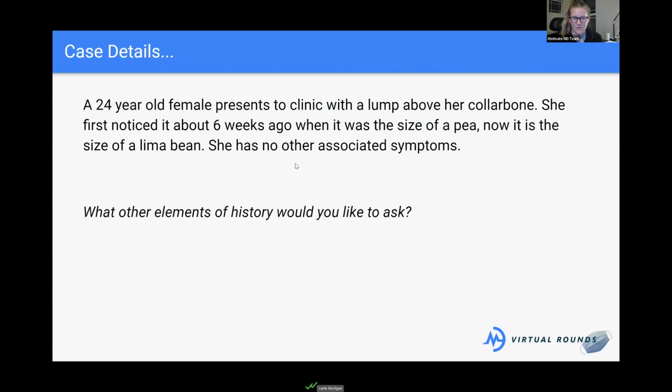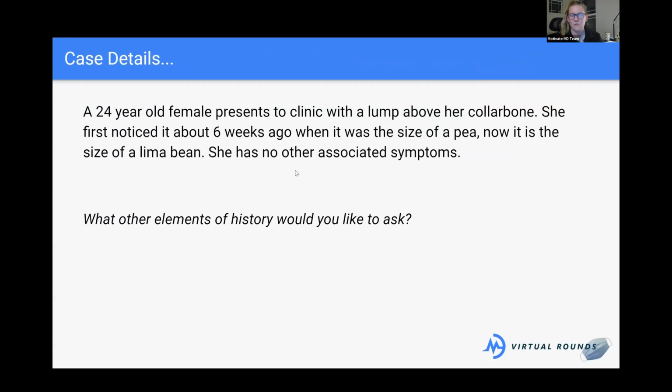So we're going to jump right into our case. We have a 24-year-old female patient who's presenting to clinic with a lump just above her collarbone. She first noticed it about 6 weeks ago. It was about the size of a pea, and it seems to be gradually enlarging, and now it's about the size of a lima bean. Aside from this one lump in her neck, she doesn't have any other new symptoms, and she just wanted to come and get it checked out. So what other parts of the history would you like to ask our patient?